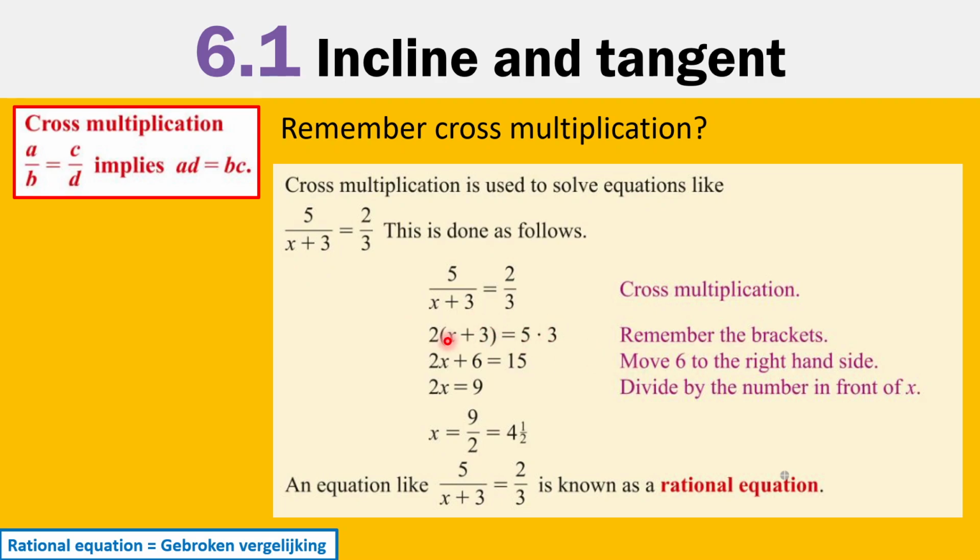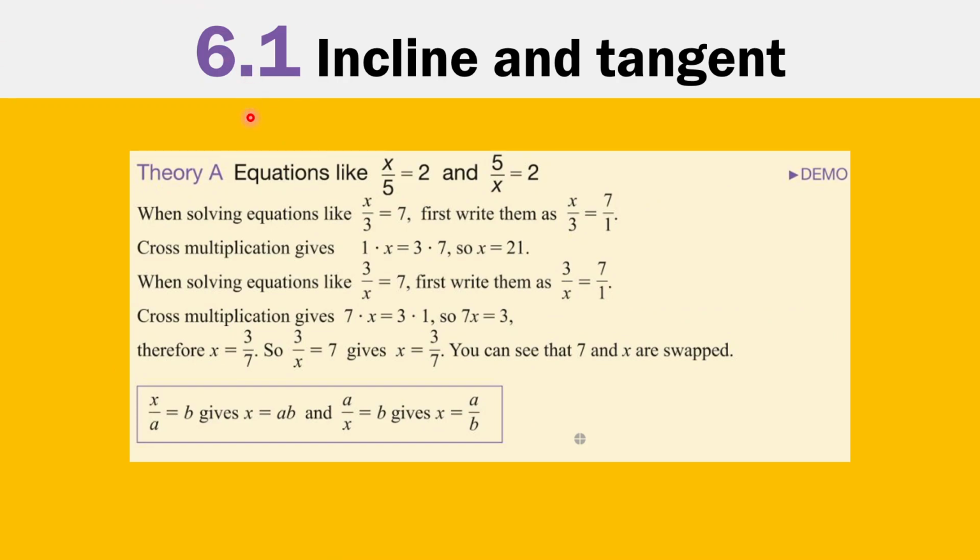Don't forget to now add brackets, because otherwise I would only multiply the 2 with the x, and that's not what we want. We want to multiply it with both terms here. And then you would multiply this out, and this is what we call a rational equation, right? Now we will use this kind of cross multiplication in this chapter as well. And theory A, first of all, gives you a summary of what I just discussed.